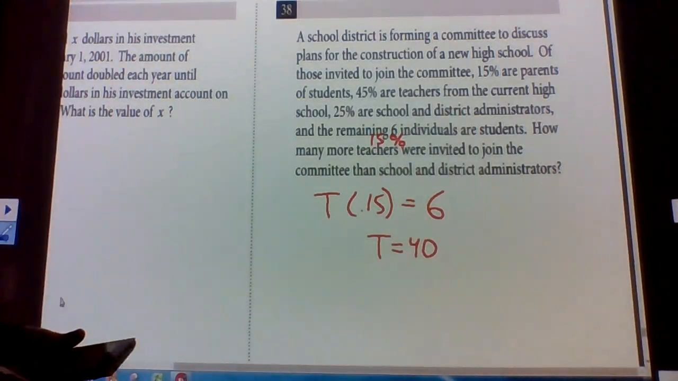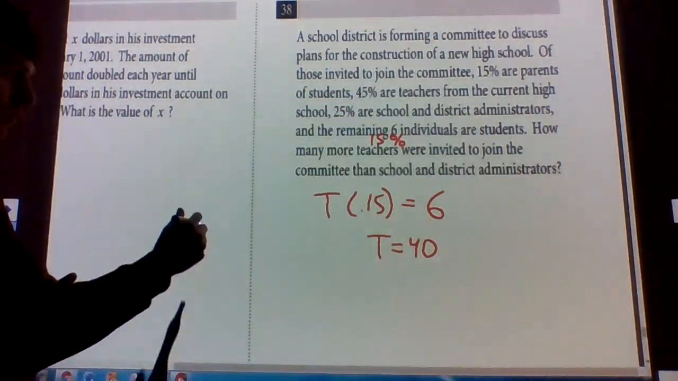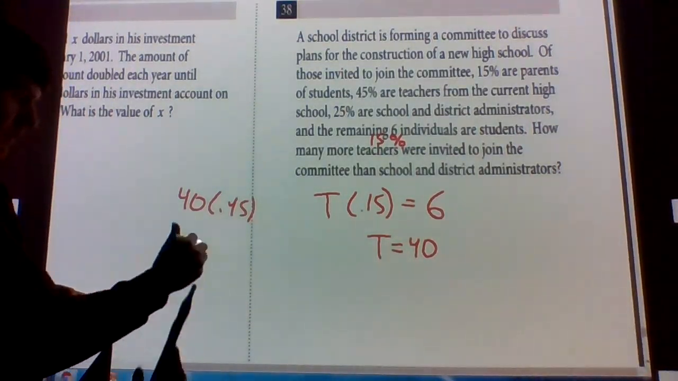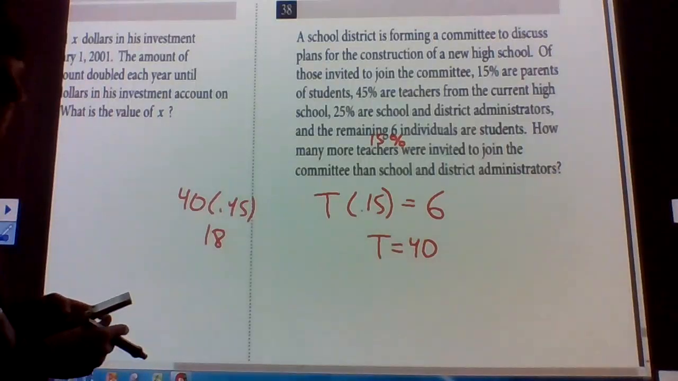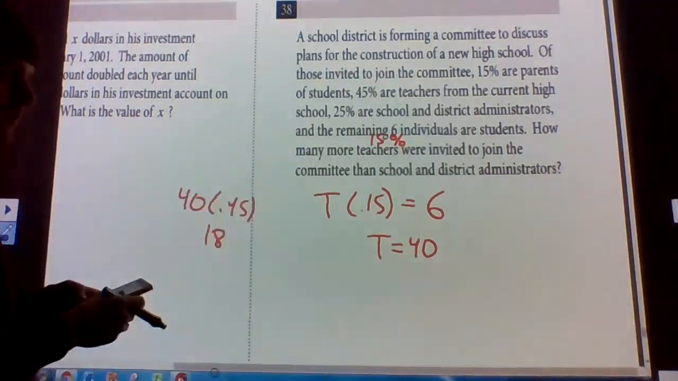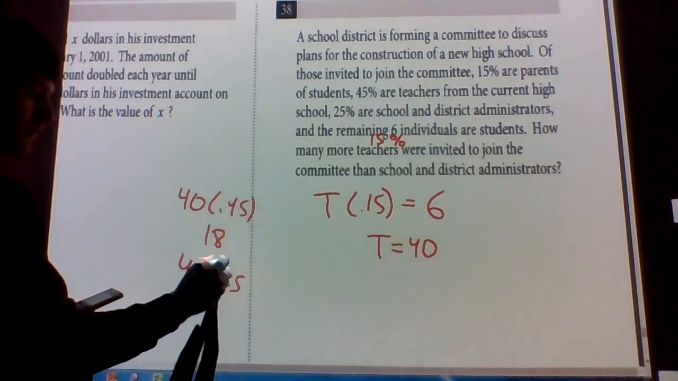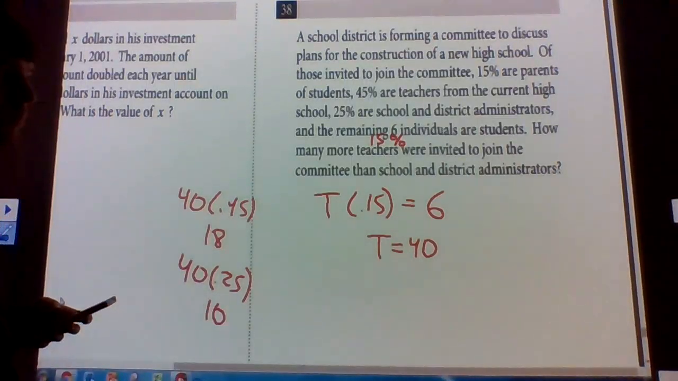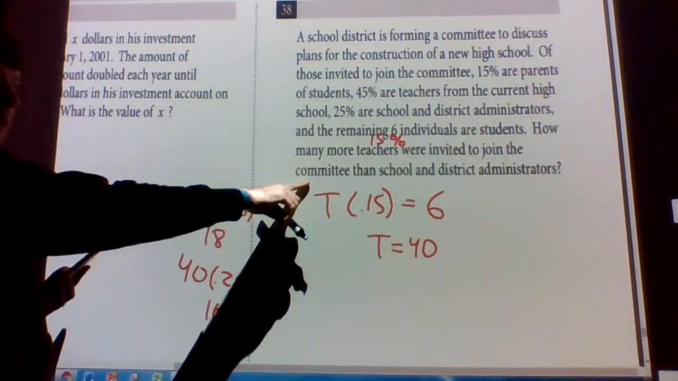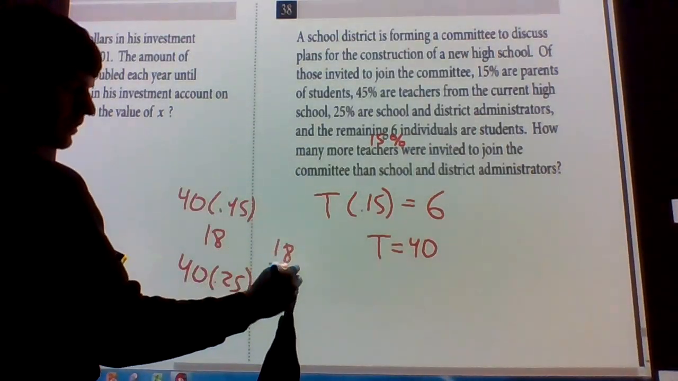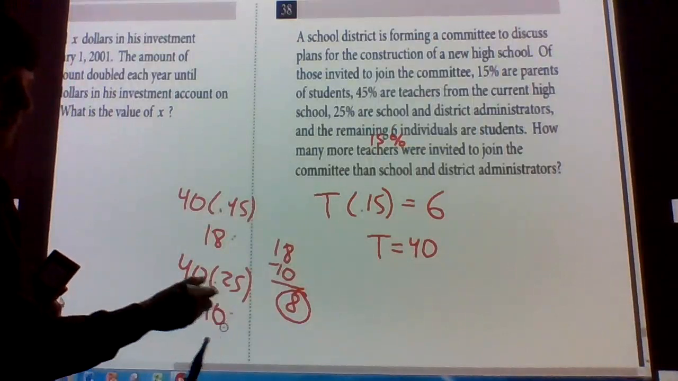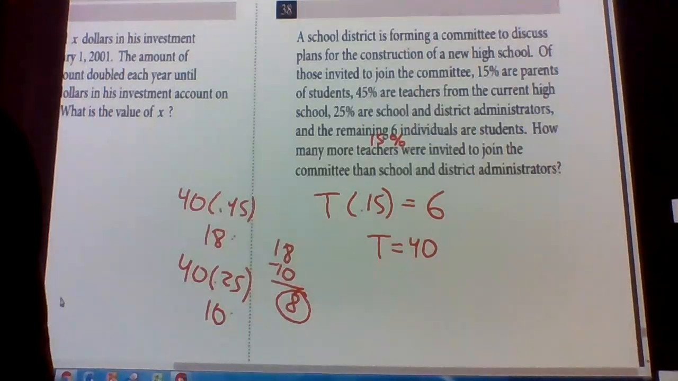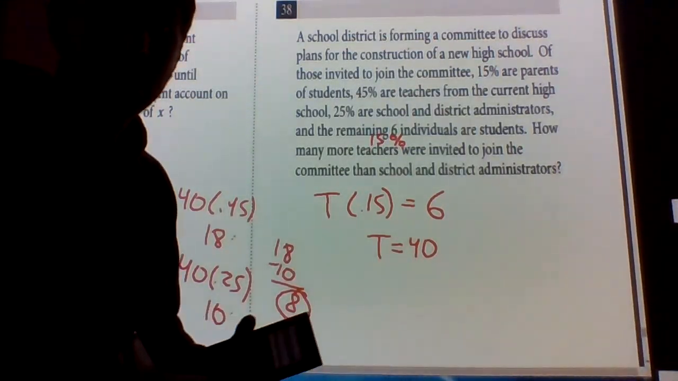How many were teachers? 45%. So 40 times 0.45 is 18. So 18 teachers. Okay. School and district administrators is 40 times 0.25, which is 10. Okay, so how many more teachers were there than school and district administrators? 18 minus 10 is going to give us 8. There were 8 more teachers than district administrators. Okay. Yep, and that is practice test 6.